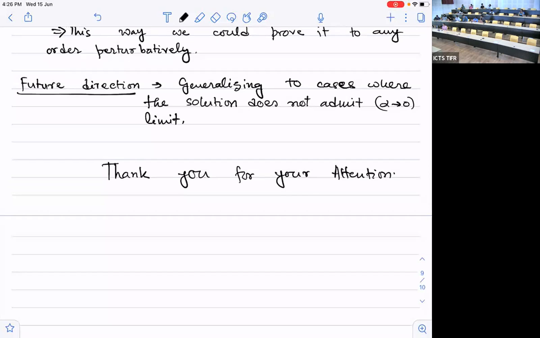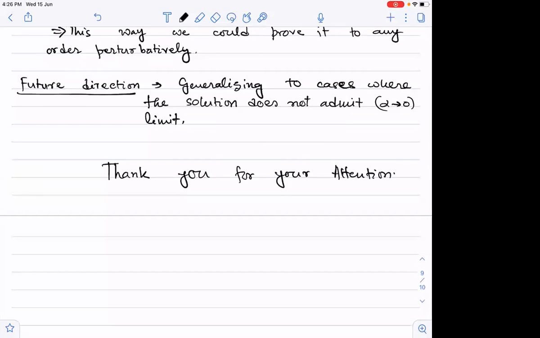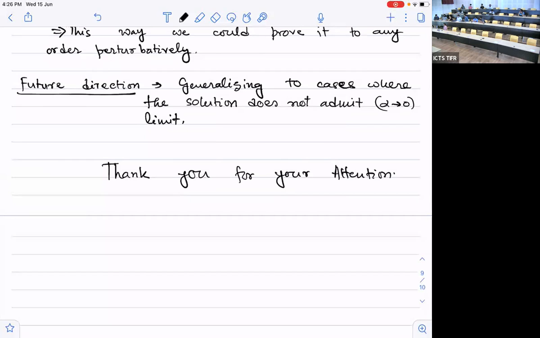Are there any solutions known, in higher derivative theories of gravity, which do not admit an alpha goes to zero limit? I don't know exactly whether it's known or not. I've never heard of this.